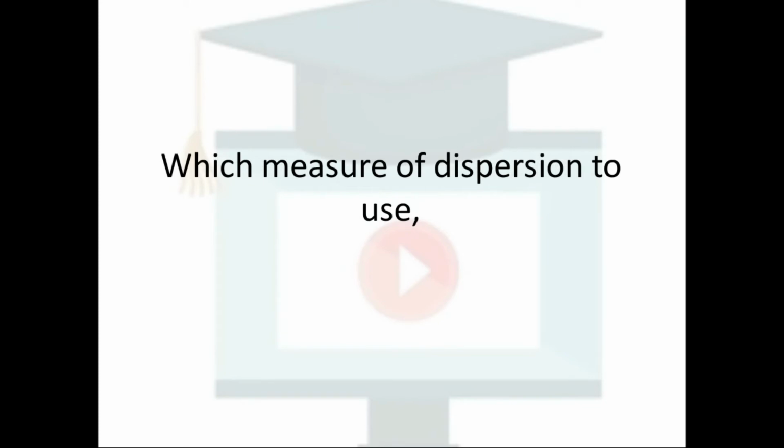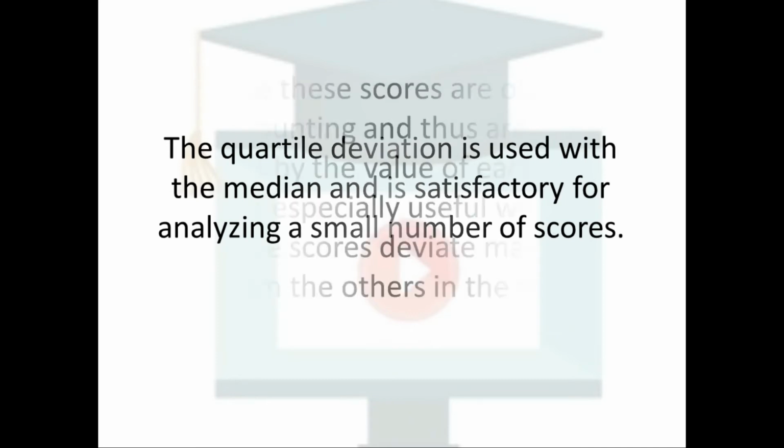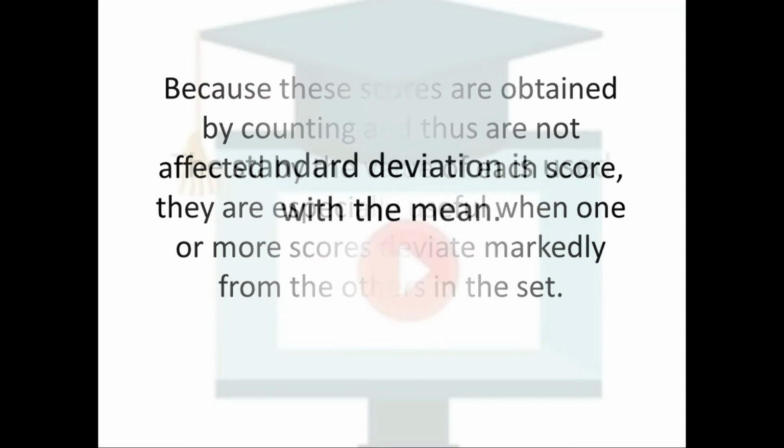Which measure of dispersion to use? The quartile deviation is used with the median and is satisfactory for analyzing a small number of scores. Because these scores are obtained by counting, and thus are not affected by the value of each score, they are especially useful when one or more scores deviate markedly from the others in the set.